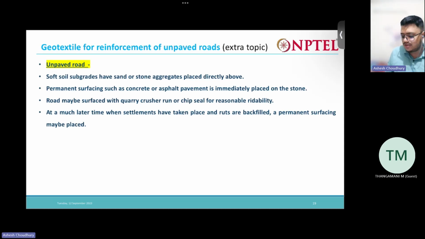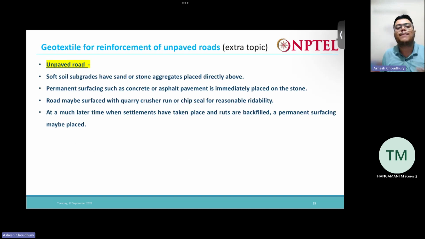Unpaved road. Geotextile for reinforcement of unpaved road. So what are unpaved roads actually? Unpaved roads are soft soil subgrades that have sand or stone aggregates placed directly above them. There is no pavement like blacktopping or some bitumen layer or asphalt layer. Nothing is there, directly above the soft soil subgrade we are providing this sand or stone aggregates.